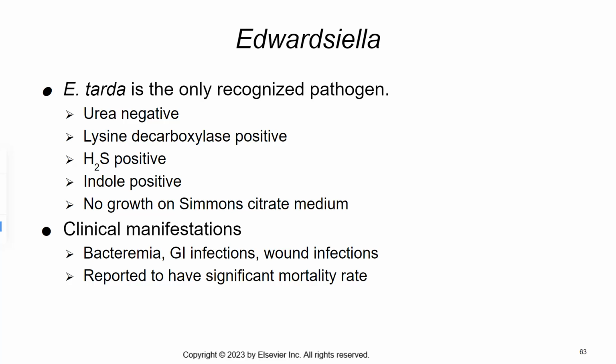Edwardsiella. Edwardsiella tarda is the only recognized pathogen in the Edwardsiella group. It's urea negative, lysine decarboxylase positive, H2S positive, indole positive, no growth on Simmons citrate medium. E. tarda follows the same pattern of IMVIC as E. coli, so it's positive, positive, negative, negative, but this one's H2S positive, which easily differentiates it from E. coli. Clinical manifestations: bacteremia, GI infections, wound infections, and it's reported to have a significant mortality rate.